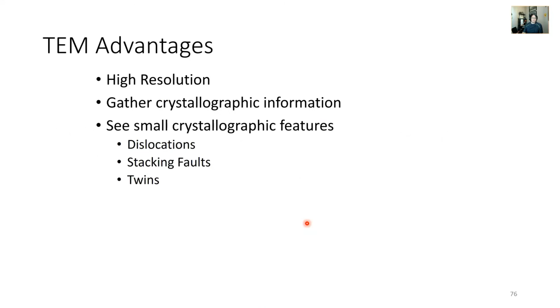High resolution, so advantages, high resolution. You can, and actually high magnification as well. But it doesn't mean anything unless you can resolve 2 points, so you can actually see something. So you can gather crystallographic information as well, and you can actually see small crystallographic features, namely dislocations, a big deal, stacking faults, twins. Some you can even see rows of atoms.